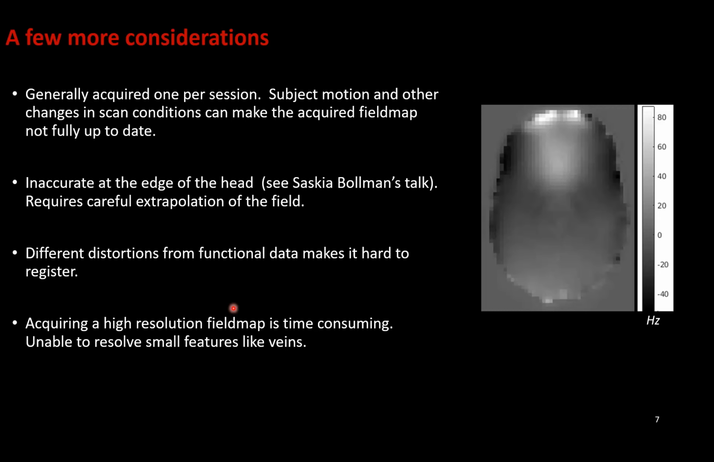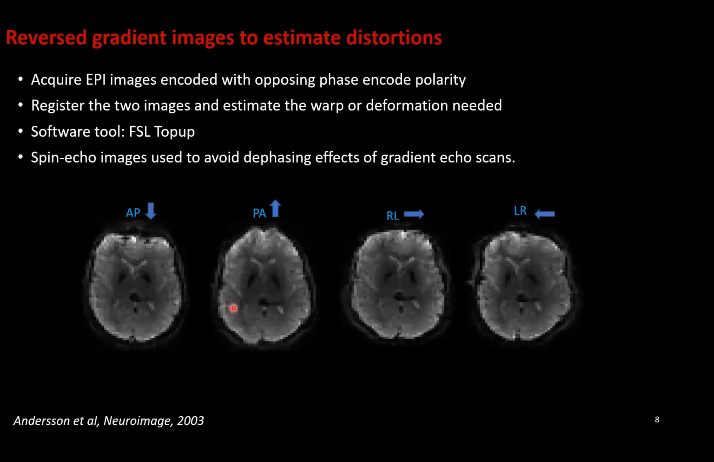problem for high resolution imaging. So we come to the next approach, which is acquiring reverse gradient scans. Again, this is a very popular approach where we acquire EPI images that are encoded in opposite phase encoding polarity. If you look at the images that I'm showing you here, there are 4 different phase encoding polarities. What do you see? Do you see different distortions in all of them? I hope that's what you see, like they're differently distorted.